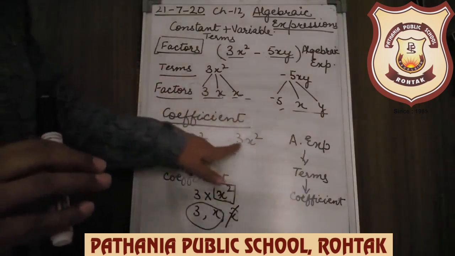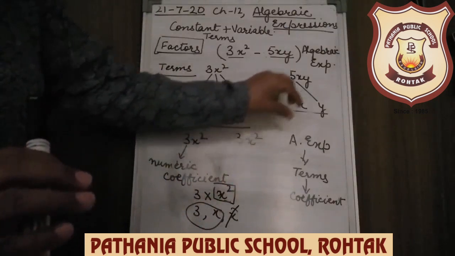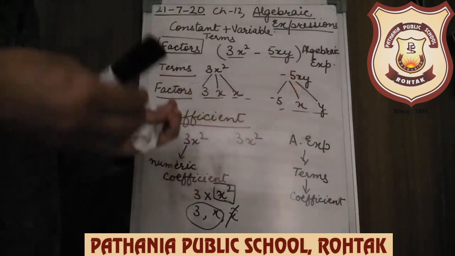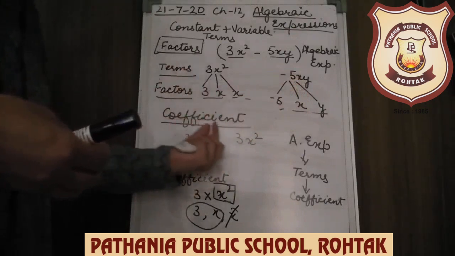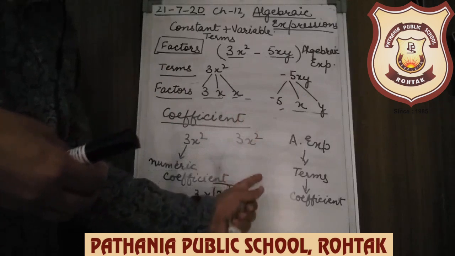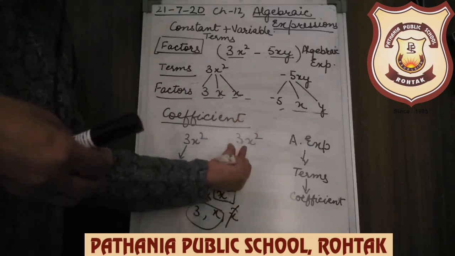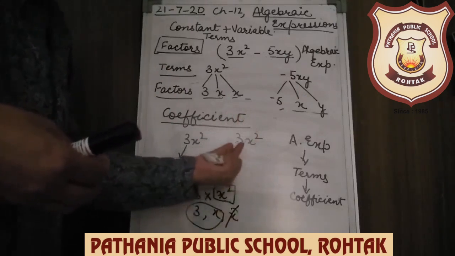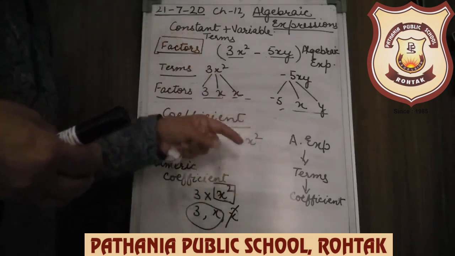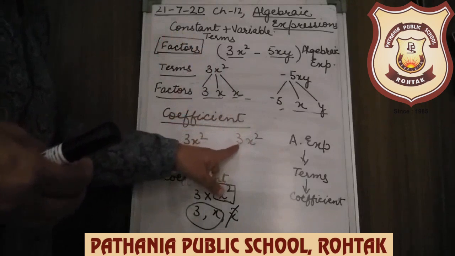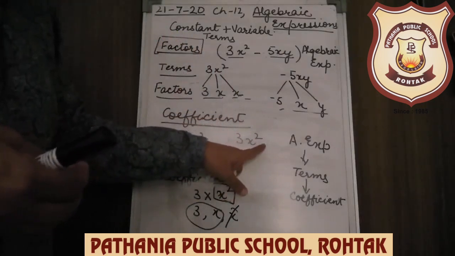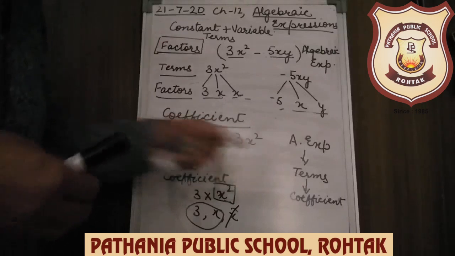It is the part of the term. Each part of the term is called coefficient. But with respect to what? If I say numeric coefficient, it means you don't have to take the variable part. You have to just tell the numeric part of the term. That is 3, positive 3. But if I say write the coefficient of 3, that is going to be x square. Coefficient of 3 is x square.